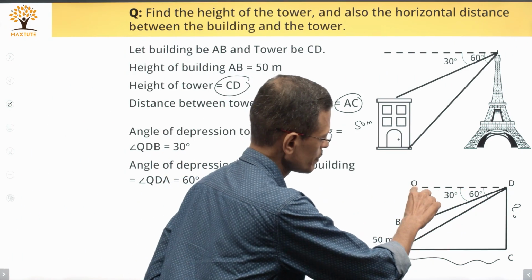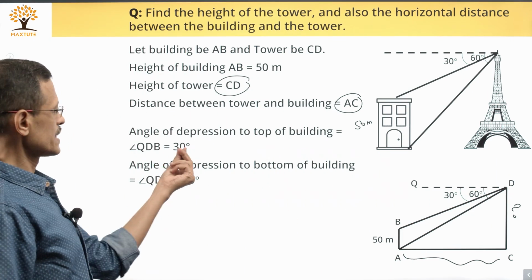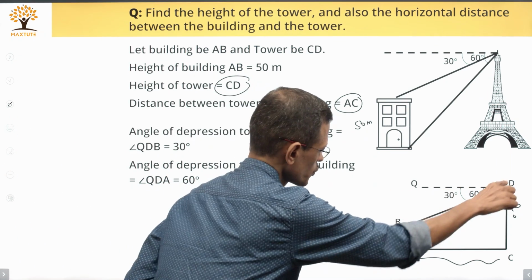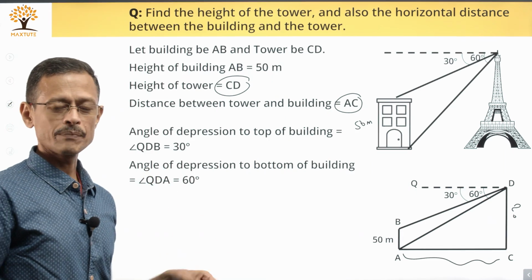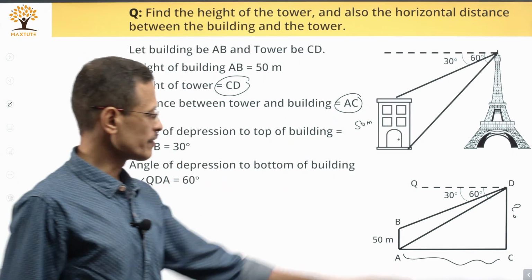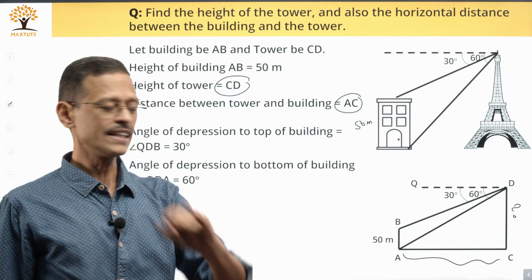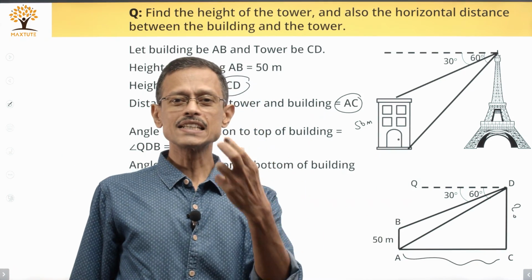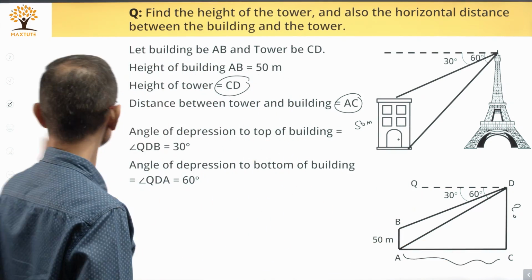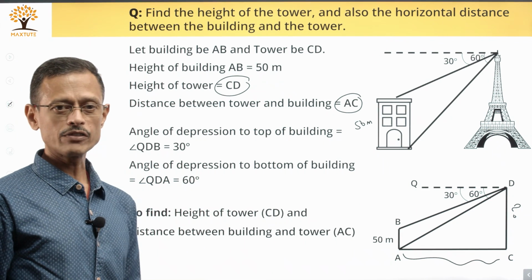To the top the angle will be QDB, and that angle is equal to 30 degrees. To the bottom it is QDA, which is equal to 60 degrees. Quickly reiterating, what do we have to find out? We need to find out the height of the tower, which is CD, and the second thing we need to find out is the distance between the tower and this building, which is equal to AC. These are the two things we need to find out.